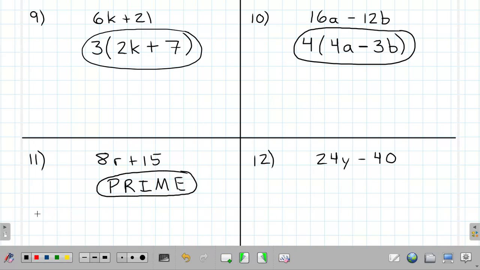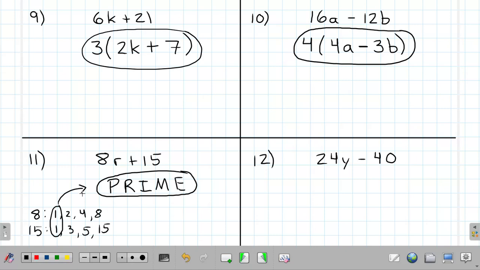But once again, if you needed to, go down here and factor each number. Factors of 8, 1, 2, 4, 8. Factors of 15, 1, 3, 5, and 15. Once again, none of the factors they have match except for the 1, which means, once again, this is prime. Okay, meaning you can't factor out anything other than a 1. And once again, we don't factor out 1s because it doesn't change anything.